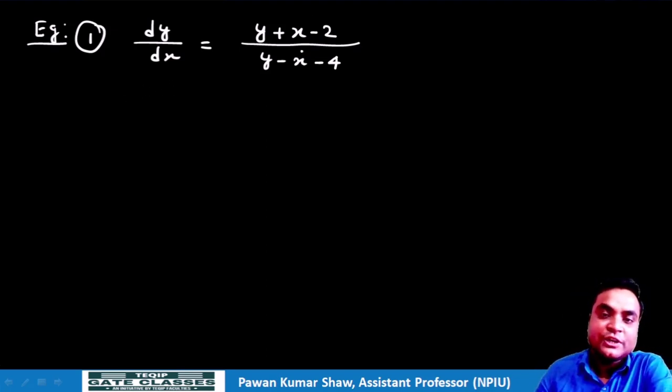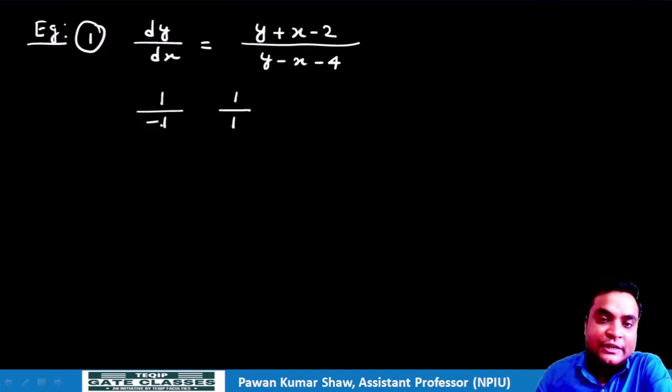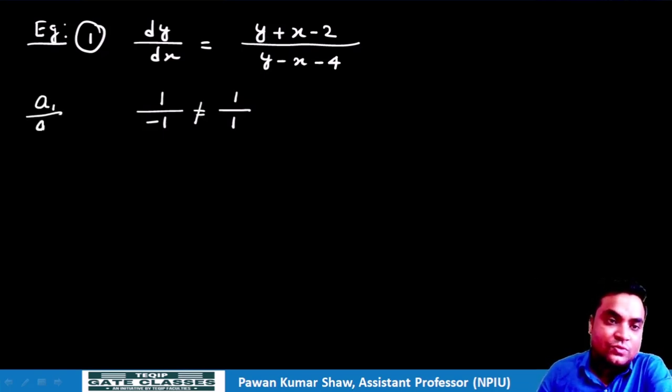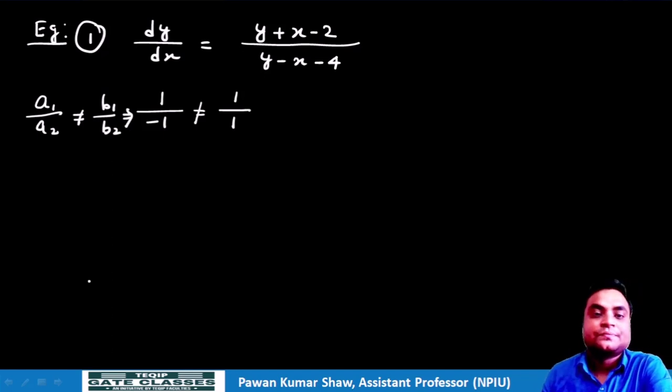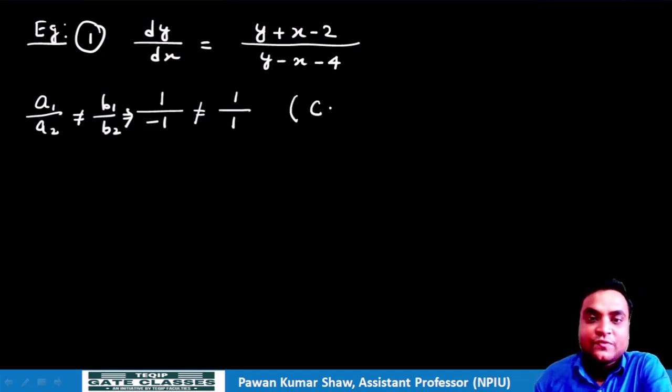So what is the coefficient of x in the numerator and denominator? That is 1 and minus 1. And what about the coefficient of y? That is 1 and 1. So 1 by minus 1 is minus 1, and 1 by 1 is 1. That means these two ratios are not equal, that is a1 by a2 is not equal to b1 by b2, which is our case number 1.